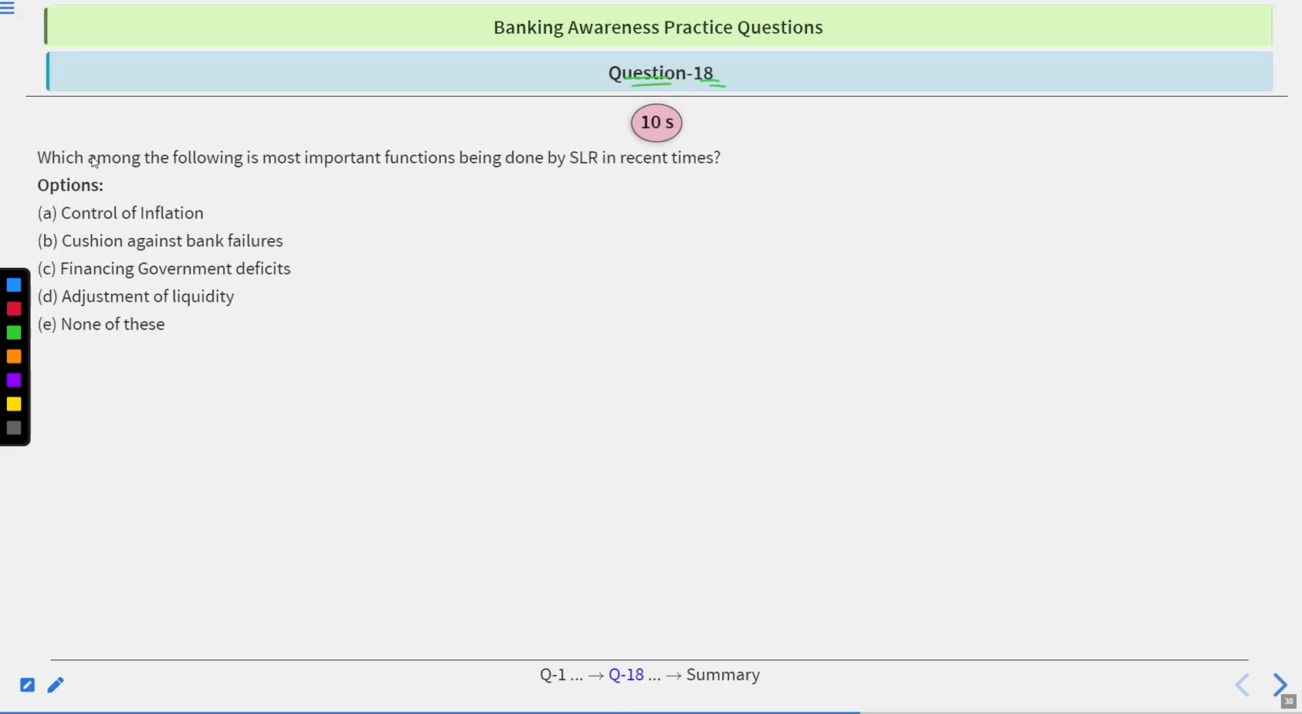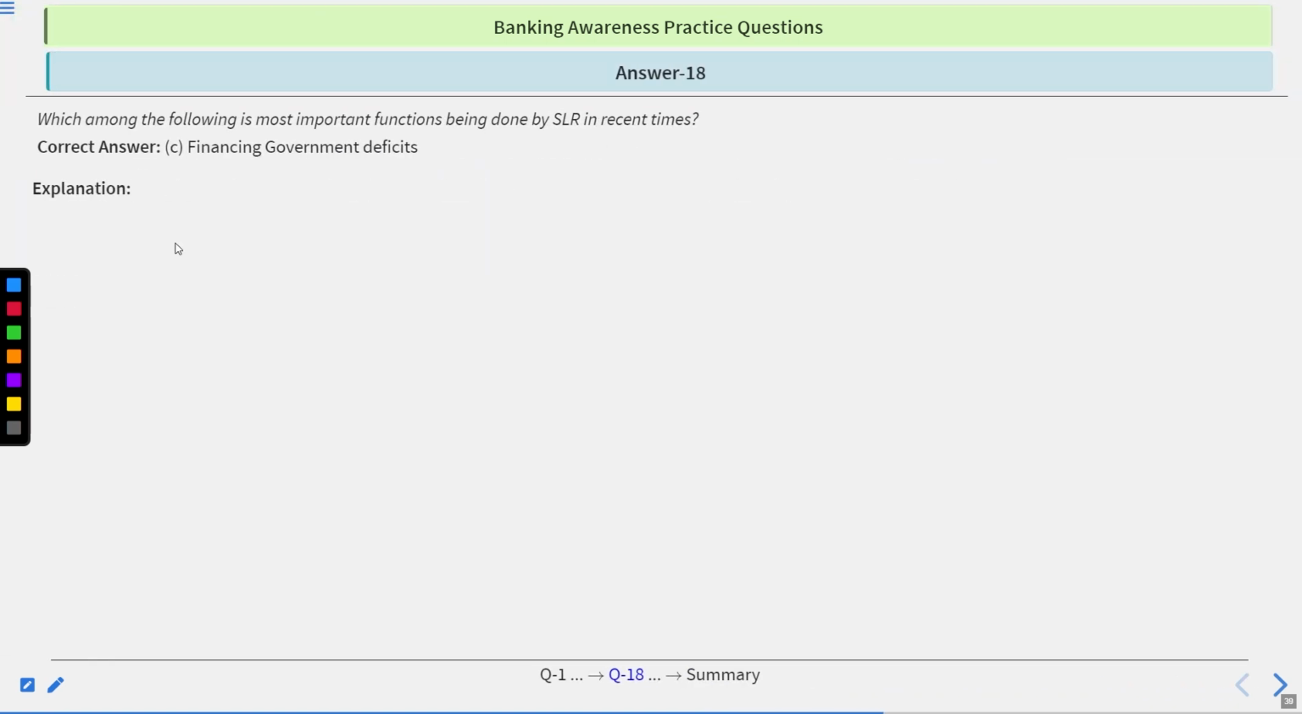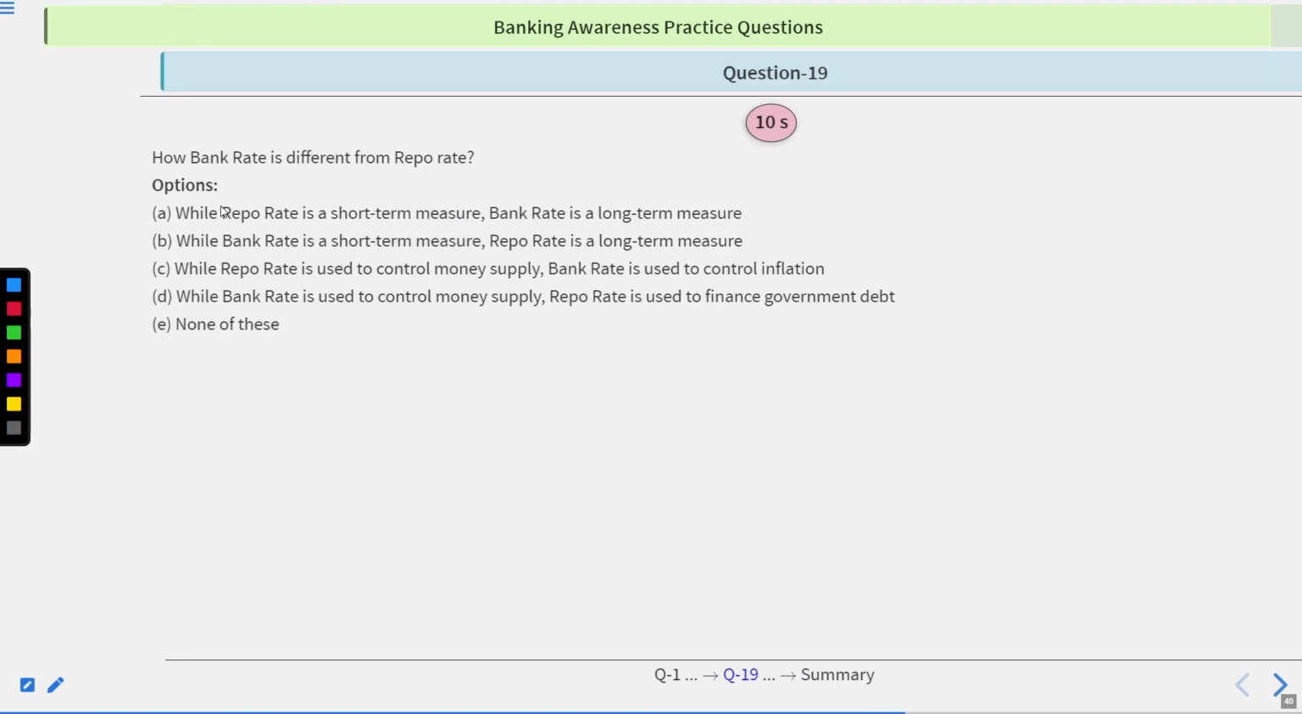Question number 18. Which among the following is the most important function being done by SLR in recent times? Options are controlling of inflation, caution against bank failures, financing government deficit, adjustment of liquidity, none of these. 10 seconds to answer, then I will give you the answer. Time starts now. Time's up. Correct answer is C.